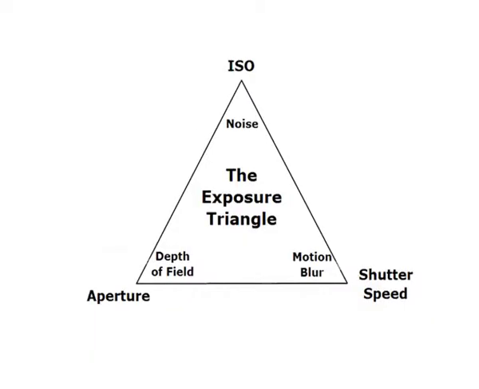Now, let us put these 3 exposure related functions together and talk about the exposure triangle. Exposure triangle is made up of ISO, aperture and shutter speed. These 3 elements independently or together control the exposure of the photographs we take.